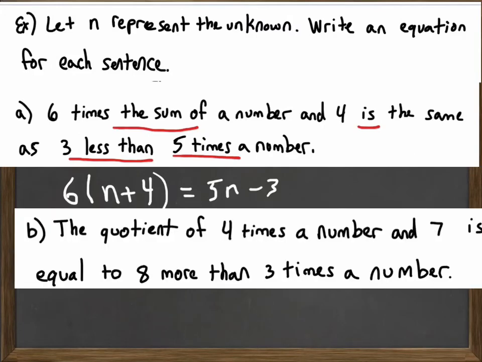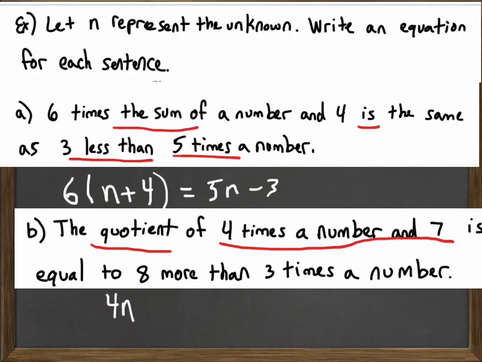So our next example gives us another sentence. This time it's the quotient of 4 times the number and 7 is equal to 8 more than 3 times the number. Okay, so first things first, quotient. Quotient of 4 times the number and 7. So those two things are involved in the problem. We're doing the quotient, 4 times the number and 7.